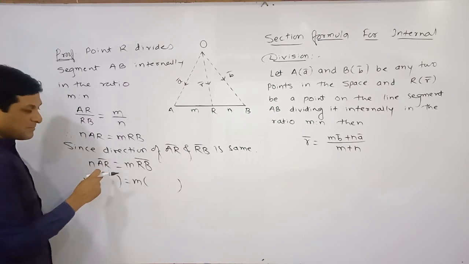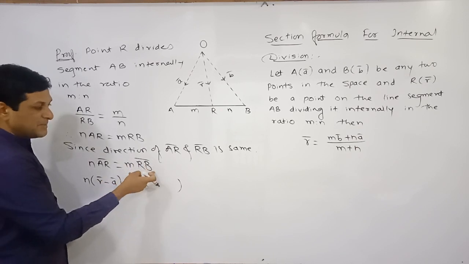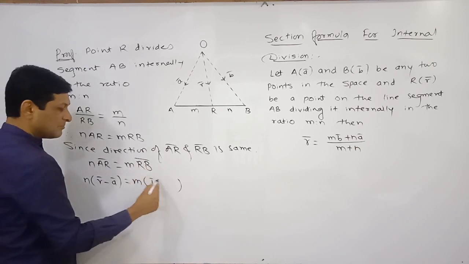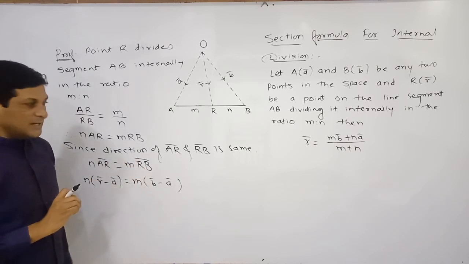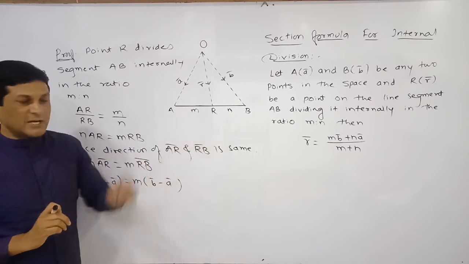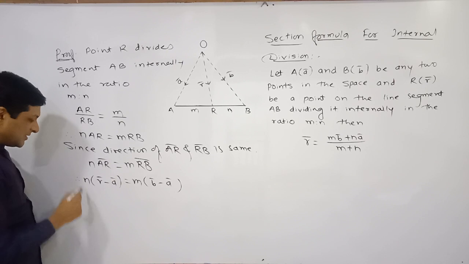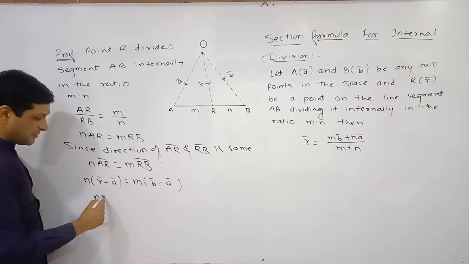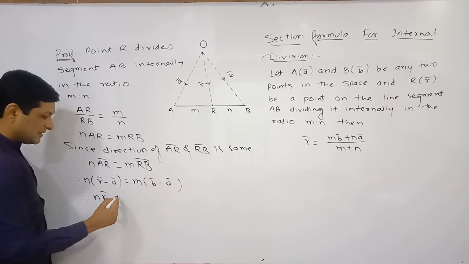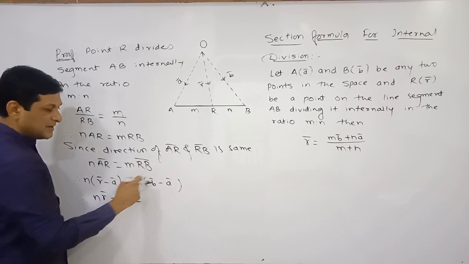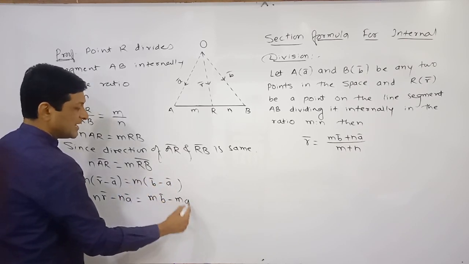What is the value of AR bar in terms of position vectors? R bar minus A bar, and RB bar can be written as B bar minus R bar. So now we have got one expression in terms of position vectors. Let us simplify this expression so that we will get our required result. So I am multiplying n to both the terms in this bracket. Here n into R bar will be nR bar, n into minus A bar will be minus nA bar, and on this side m into B bar will be mB bar, and m into minus R bar will be minus mR bar.